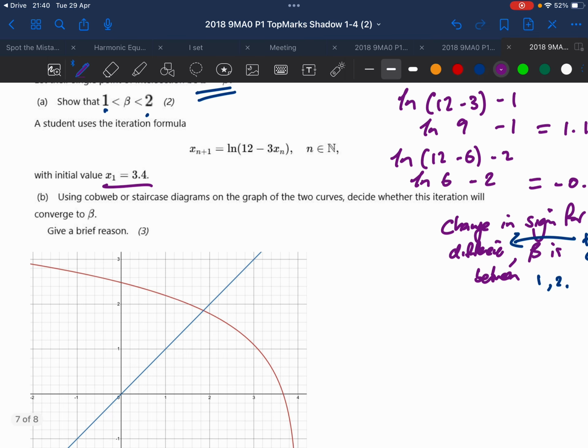The way it's going to start off is at 3.4, which is about here. It's then going to go up to the curve, the natural log, and read off the value, which is about here. So you have a vertical line from the starting point, followed by a horizontal line that goes back until we get to the other one.